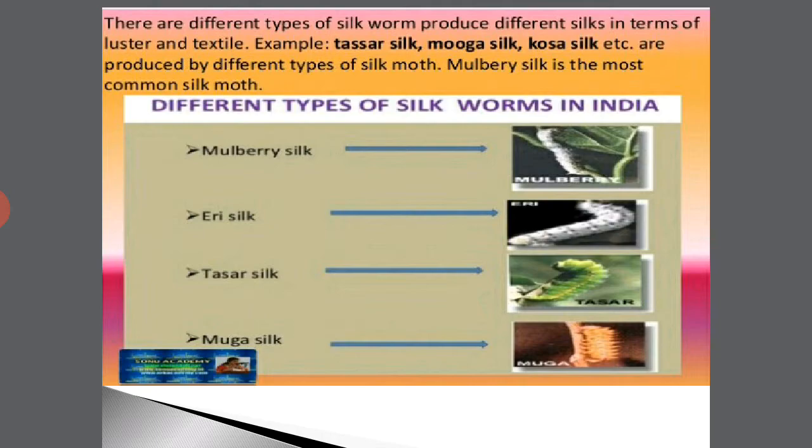There are different types of silkworm that produce different silks in terms of luster and texture. Textile examples: tussar silk, muga silk, kosa silk. They are produced by different types of silk moth. Mulberry silk moth is the most common silk moth. You can see the different types of silk shown over there: mulberry silk, eri silk, tasar silk, as well as muga silk.